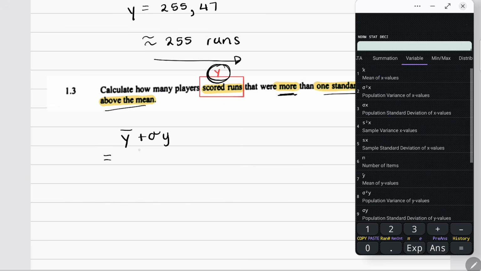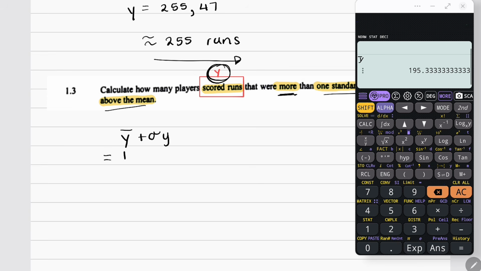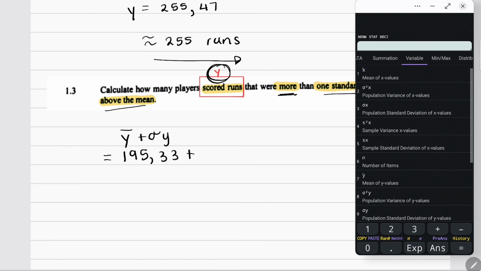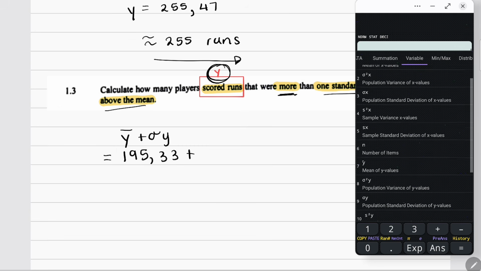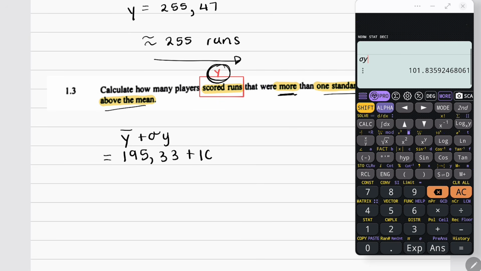And then I'm specifically looking for the mean of the y values, and I want to add this to the standard deviation of the y values. So the mean of the y values, there it is, okay? It needs to have a line on top of the y. So that's what we have there. And that is 195.33 plus, and then we need to get the standard deviation of the y values. So again, Shift 1, then go for option 4, and then we're looking for the standard deviation. So that's what it's going to look like. And this is 101.8, and that's going to round up to a 4. Okay, so this is what we're looking at.